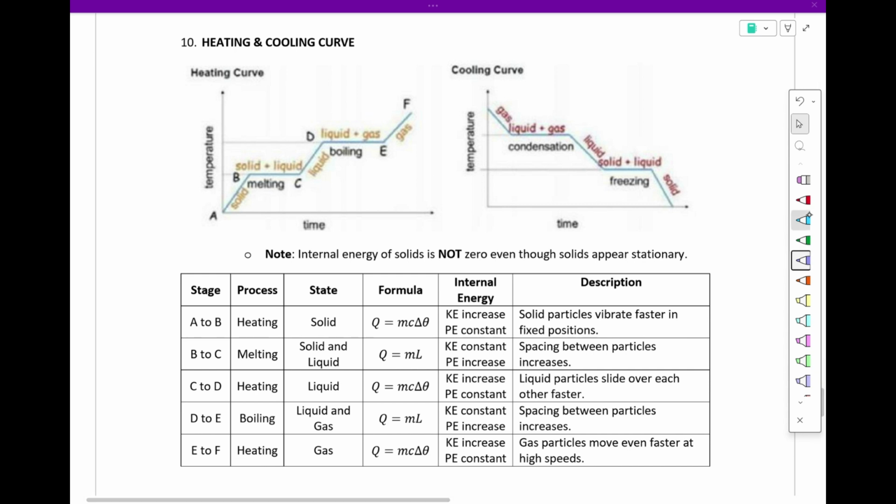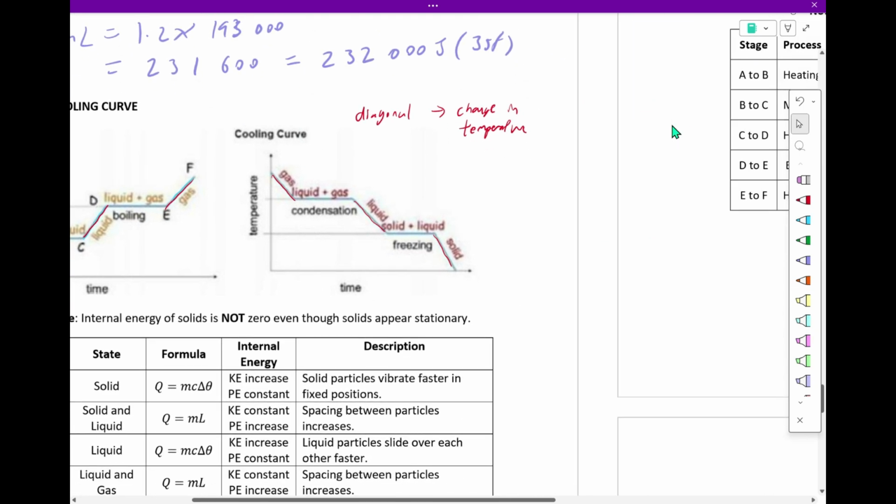Okay, for this part, I want you to notice that there are these diagonal parts. Maybe I should use a different color. These diagonal parts all correspond to your change in temperature. So if it refers to a change in temperature, the formula that we use would just be Q equals mc change in theta, or change in temperature.